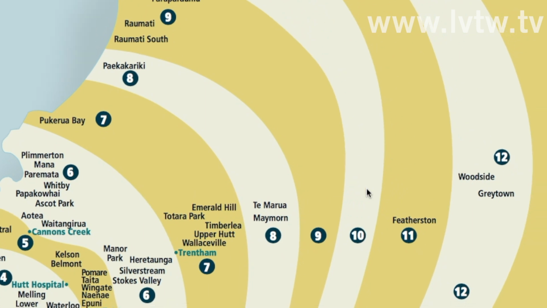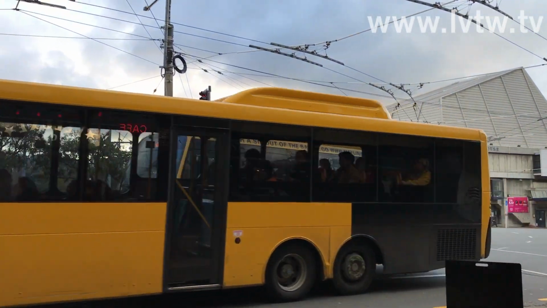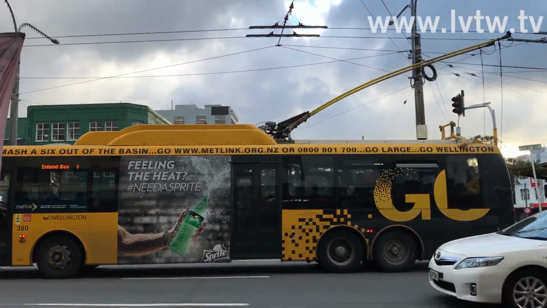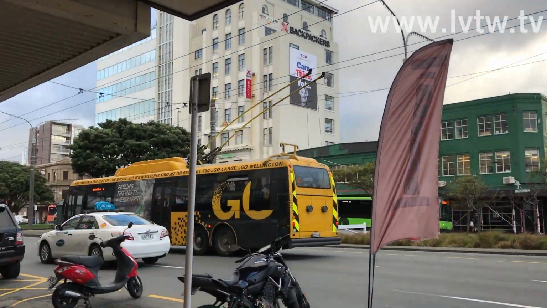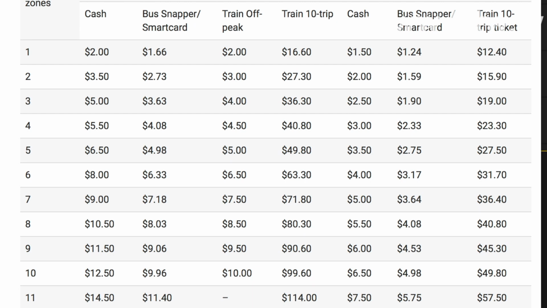So the numbers that show the zones on the maps are in fact the names of the zones, but they are each calculated as one zone. Now you look at the fare calculation. So let's say 4 zones, you're going to be paying $5.50 if you pay a cash ticket. If you pay with your Snapper card on a bus, you get a discount, so you'll be paying $4.08. And if you're paying for a train ticket, it's going to be $4.50 for 4 zones of travel.